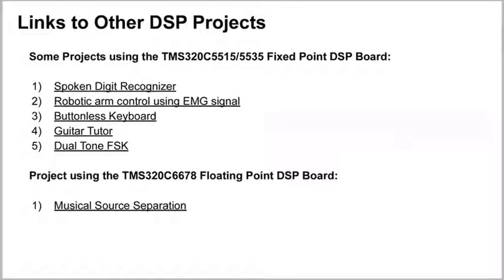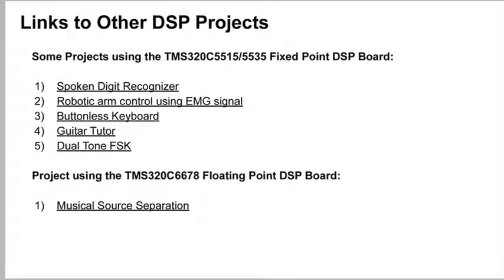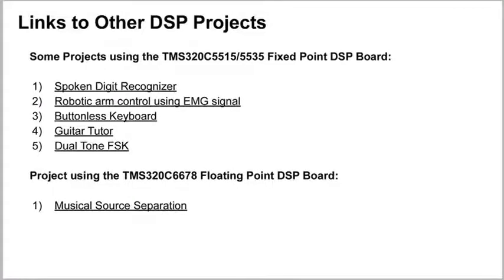And then there is this robotic arm control. It was a course project for the EE750 course. Buttonless keyboard was also a course project. Guitar Tutor and Dual Tone FSK were also DSP lab projects for the EE750 course. But these are projects based on the C5515 fixed point DSP board. We have other boards in the lab also, which are floating point boards called 6678.